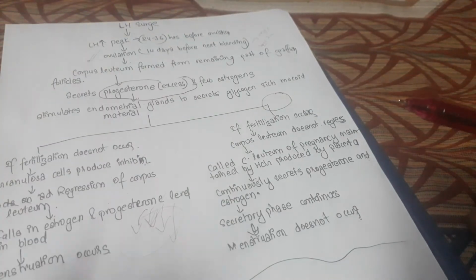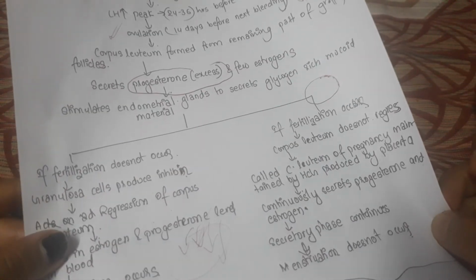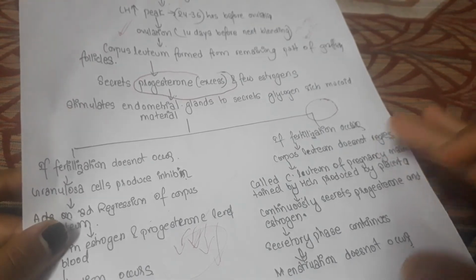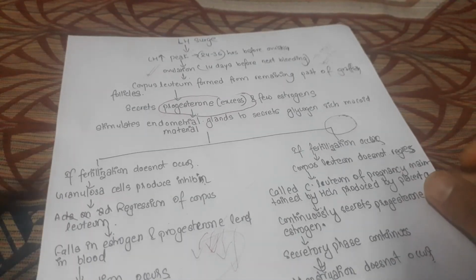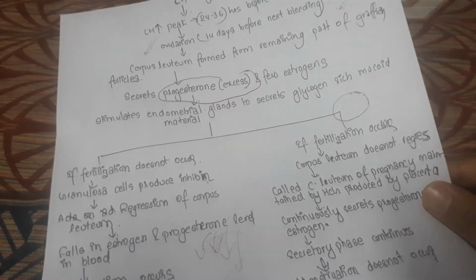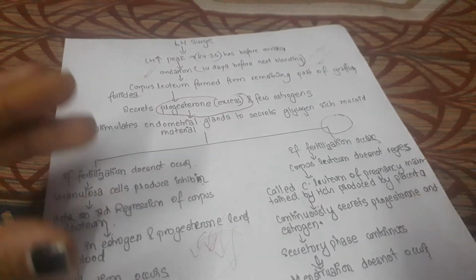This is not everything about the female reproductive cycle, but this is about FSH and LH. What is the function? What happens if fertilization occurs? So please go to my previous video too. I have mentioned how the LH surge occurs from the hypothalamus. In this video, I'm just discussing the LH surge, what happens if fertilization occurs and what happens if fertilization does not occur.